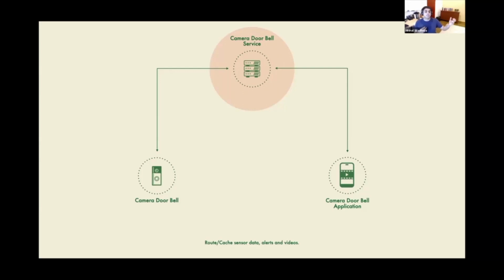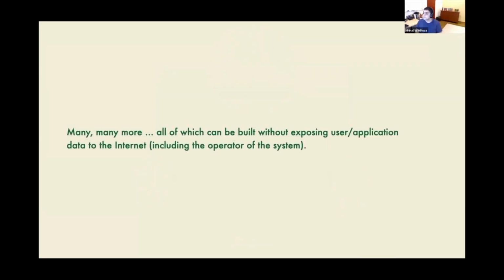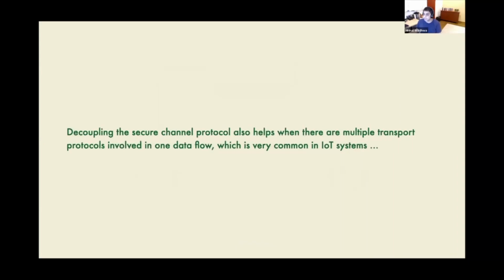If there's a doorbell that needs to send me, when somebody presses the bell, an alert or a video stream from the bell to my phone, neither of those scenarios need the doorbell service operator to actually see the contents of my data. But currently, most IoT systems actually do. Same is true for the fire alarm, and I could go on and on about lots of use cases that actually don't need the service provider to see the data. So this is potentially interesting for a large number of use cases.